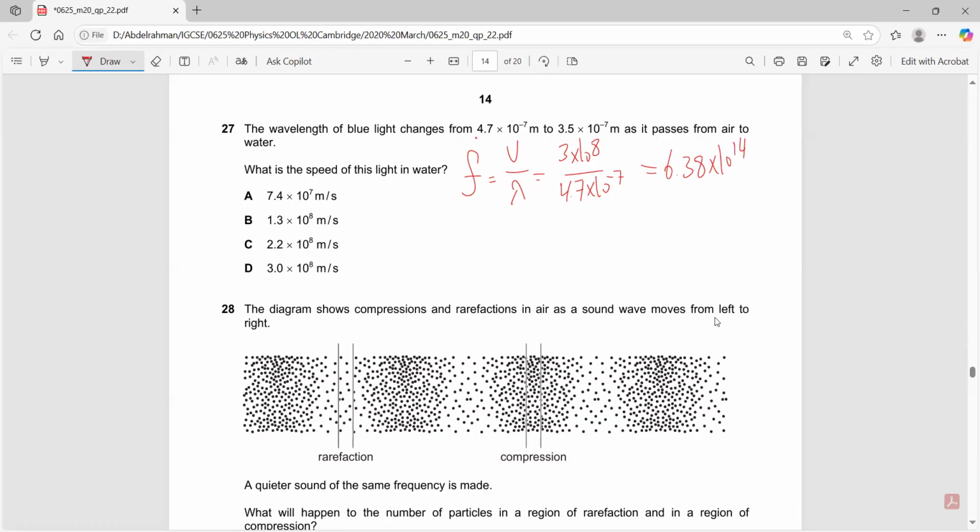Can I find the velocity in the water? Yes, I can find the velocity. It would be the frequency times the wavelength. You have the frequency, which is unchanged, 6.38 times 10 to the power 14, times the wavelength, which is 3.5 times 10 to the -7. And the speed would definitely be less than 3 times 10 to the power of 8. So if you multiply by 3.5 times 10 to the power of -7, this would give you 2.2 times 10 to the power of 8.